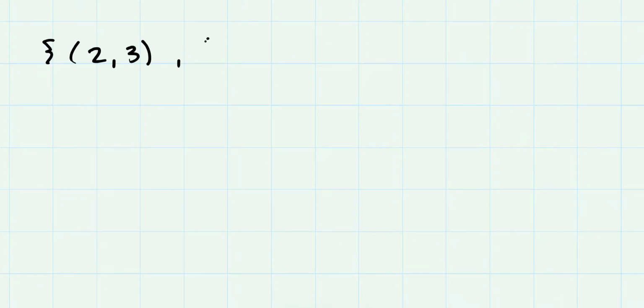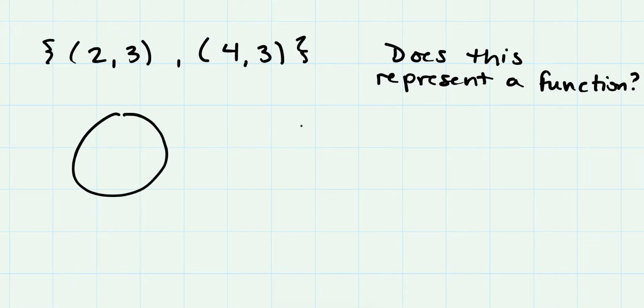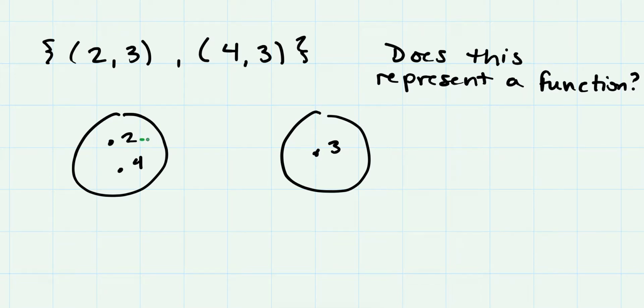What about 2, 3 and 4, 3? Does this represent a function? Well, notice that I repeated the y-coordinate. Is that okay? Well, remember that the y-coordinate is in the range, and we said that we can repeat numbers in the range. If I wanted to draw a picture, what I have here is 2, 4, and then the number 3. And both of these numbers in the domain, the only 2 we got, are being sent to the number 3. And the rule for a function was every element is being sent to exactly one element in the range. And you can see that that's true. 2 is not being sent to two different things, and 4 is not being sent to two different things. So this is a function.